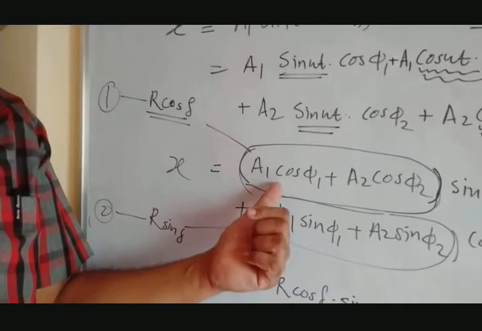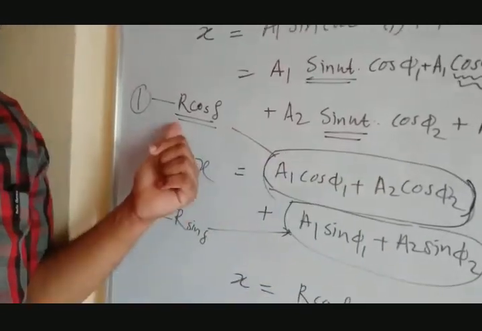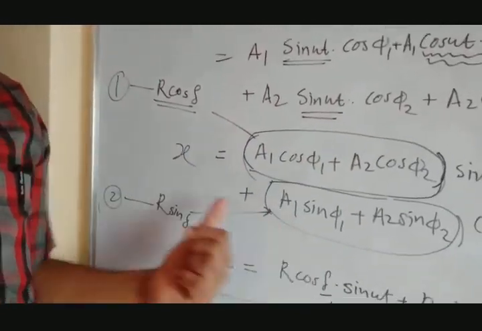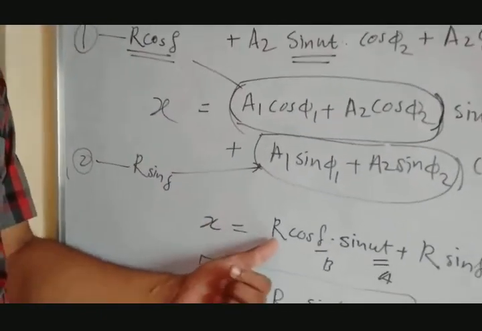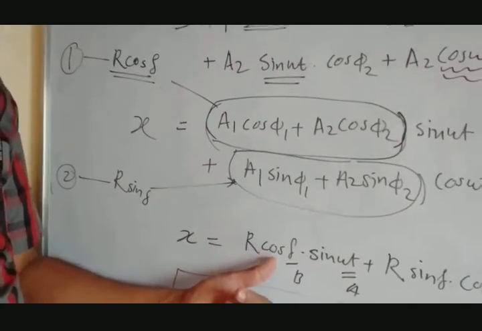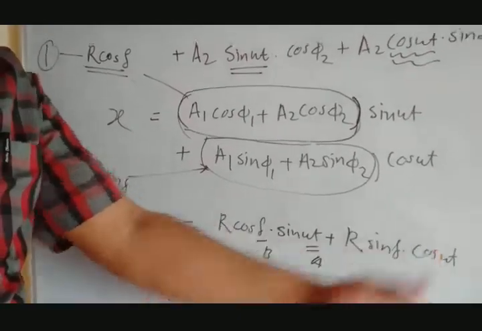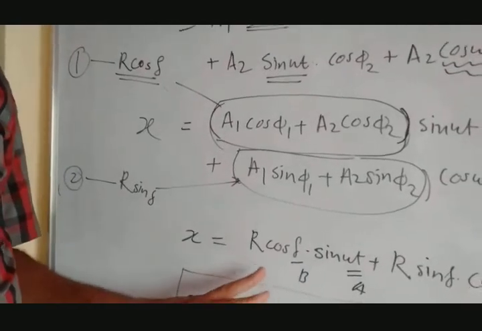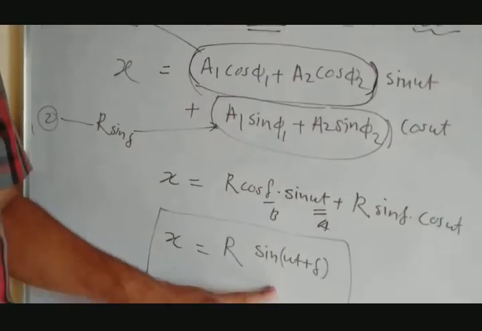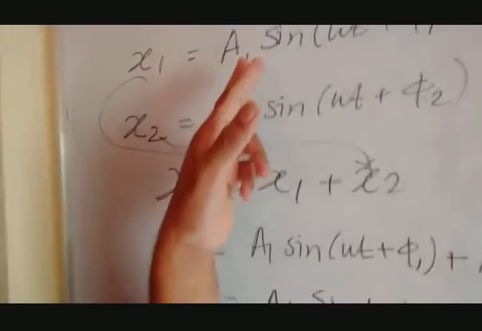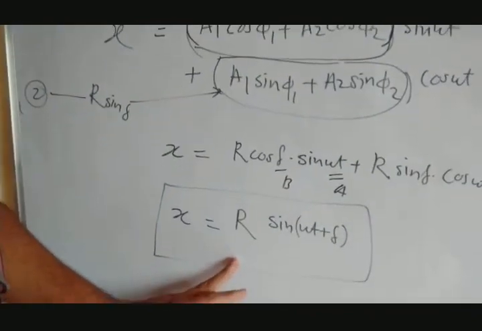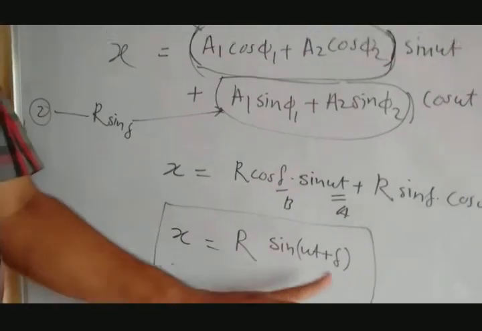Just take the cos phi 1 plus cos phi 2 bracket as r cos delta, and the sin bracket as r sin delta, equations 1 and 2. Then we can write this with r taken common: cos delta sin omega t plus sin delta cos omega t is r sin(omega t plus delta). If we compare this equation with the original equation, here it is phi 1, phi 2, here it is delta. Here it is a1, a2 amplitude, here it is r. So this is a resultant motion with amplitude r, phase difference delta.